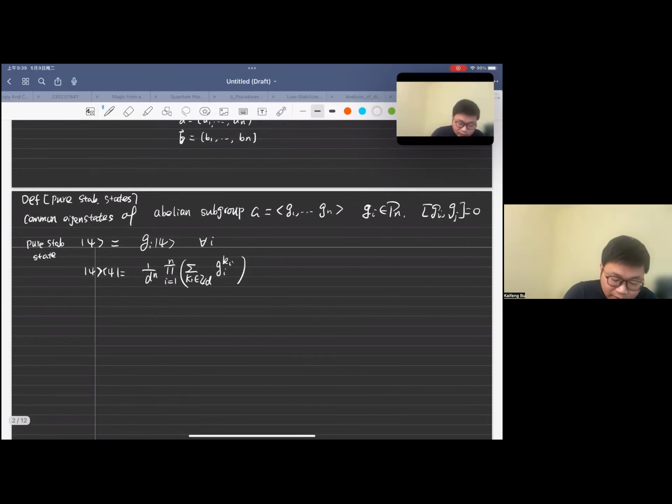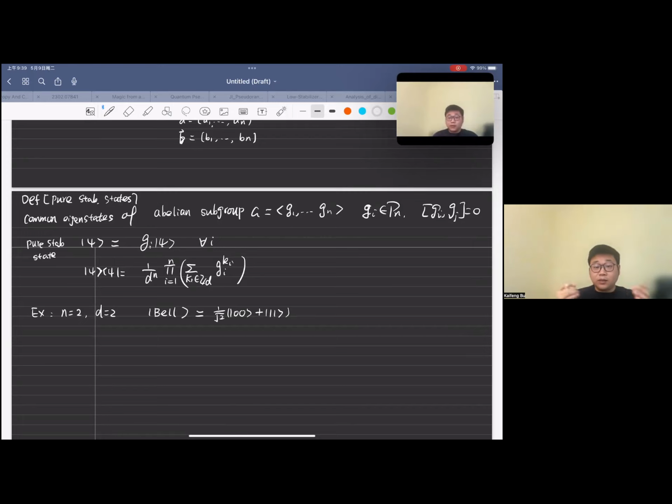Okay, now let me give a simple example of this pure stabilizer state. Let us consider the n equal to 2, d equal to 2 case, which means the 2 qubit system. In the 2 qubit system, we consider the Bell state. The Bell state is defined as the uniform superposition of 00 plus 11. This is also known as the cat state or maximally entangled state for the two qubit system.